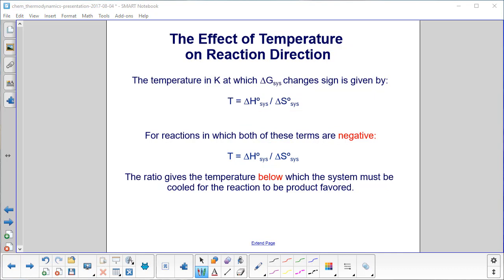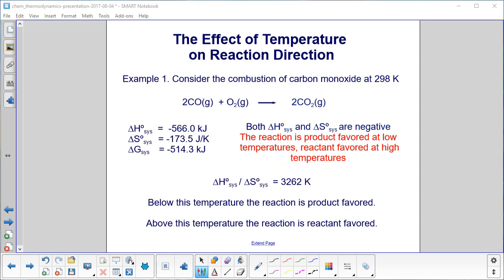Now we'll use the same equation in the same conditions right here, except this time both delta H naught and delta S naught will be negative. We'll still get this as the pivot point. However, this time, the system must be cooled below that temperature to have the reaction be product favored. Any temperature above it, it will not be product favored.